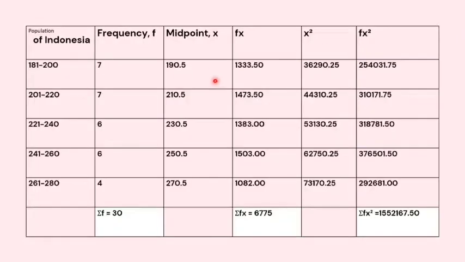This is the frequency table of the population of Indonesia. F represents frequency, X represents midpoint. Fx is F times X. X squared is X times X, while Fx squared is F times X squared. The sum of F is 30. The sum of Fx is 6775. The sum of Fx squared is 1552167.5.